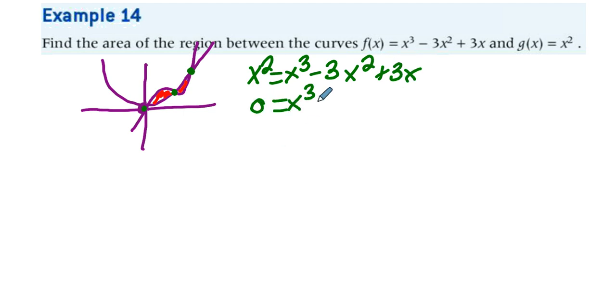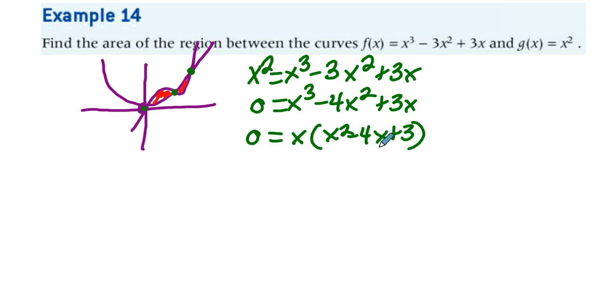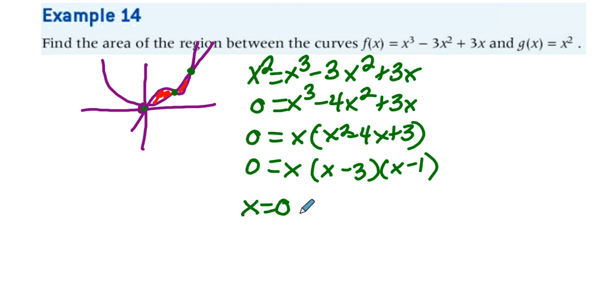Set it equal to 0. So subtracting that, it's x cubed minus 4x squared plus 3x. Factoring out the x, I'm left with x squared minus 4x plus 3. Factoring that, so product is 3, sum is negative 4, x minus 3, x minus 1. Again, this is all math you should be able to do for IB. Set each of these equal to 0, so x is 0, x is 3, and x is 1. So it intersects at 0, 1, and 3.